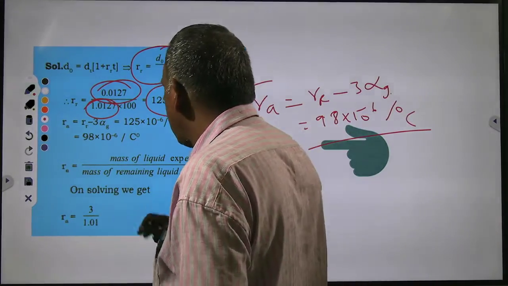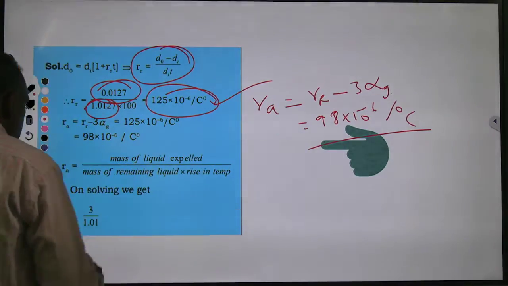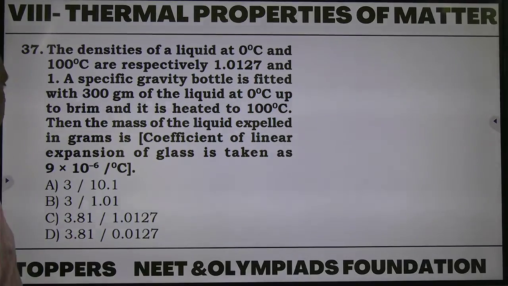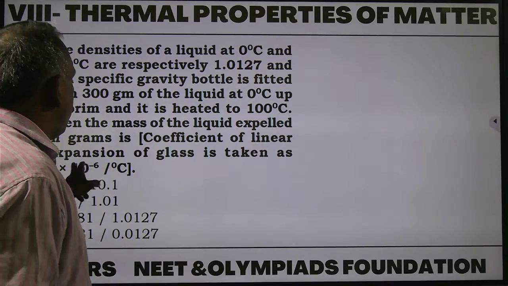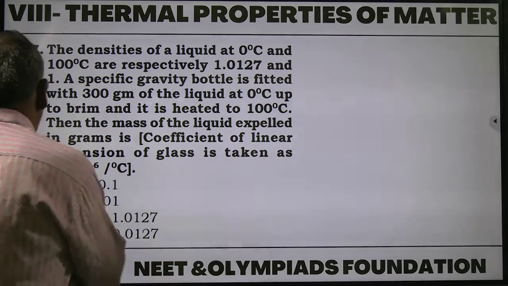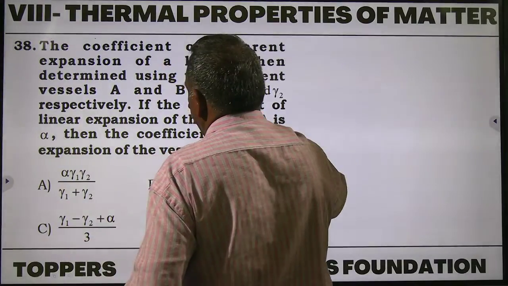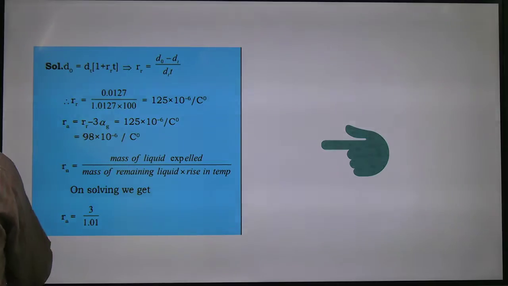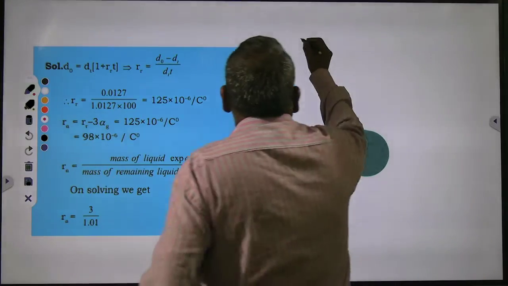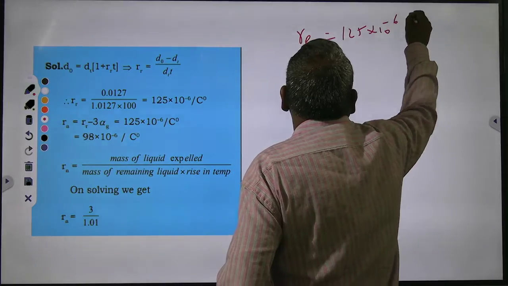Then, using this apparent expansion, you have to find out the mass of liquid expelled. Let us go to the data that is given. The coefficient of linear expansion of the glass is 9 into 10 power minus 6. The real expansion is what you got, 125 into 10 power minus 6 per degree centigrade.